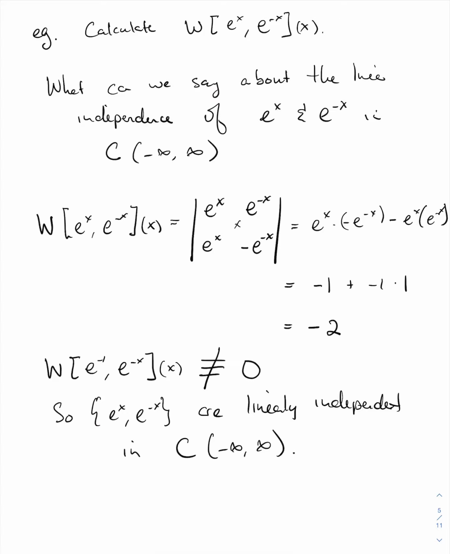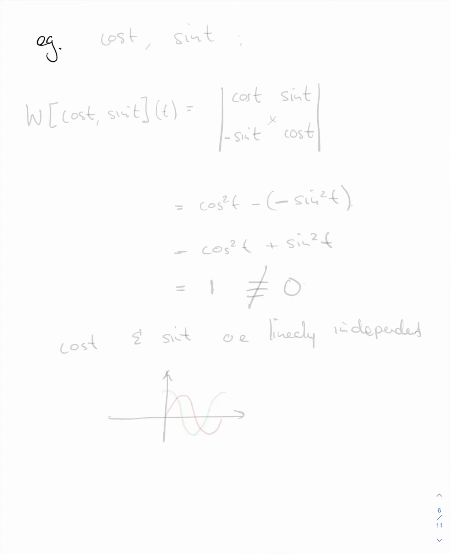Let's do another example. Example, how about cosine of t and sine of t? Well, the Wronskian of these two functions as functions of t is going to be the determinant of a matrix. On the first line, we have the originals. On the second line, we've got the first derivatives: negative sine t, the derivative of cosine t, and then the derivative of sine t, which is cosine t. We do just enough derivatives so that we have a 2 by 2 matrix, or an n by n matrix. In this case, now we can find the determinant.